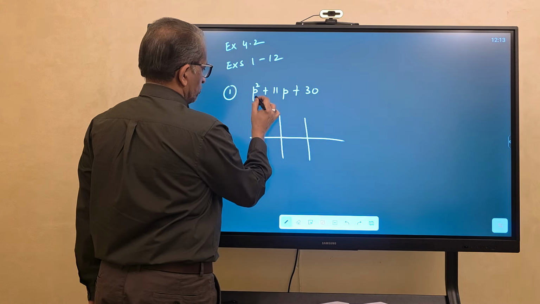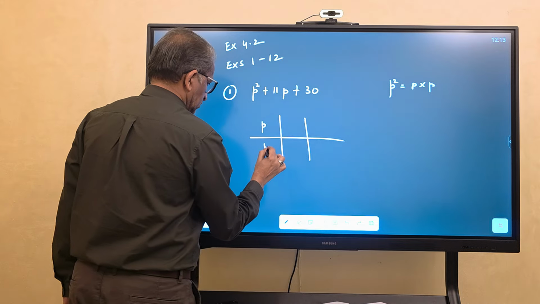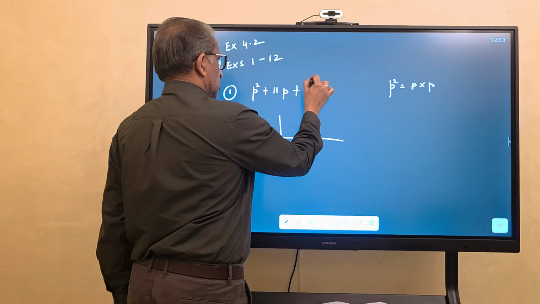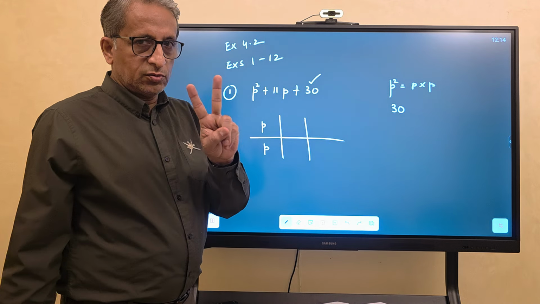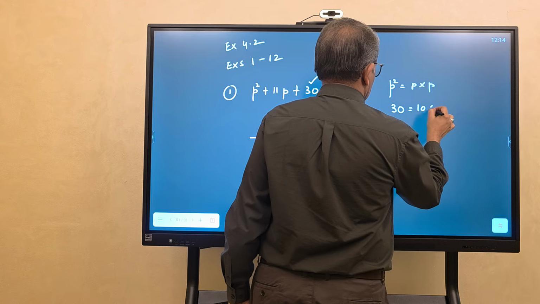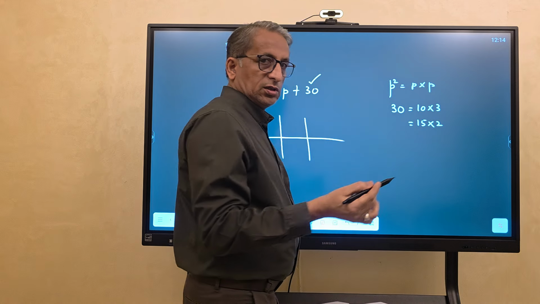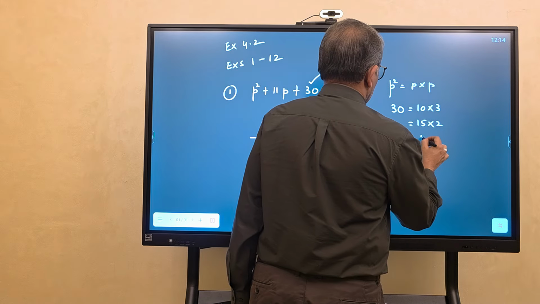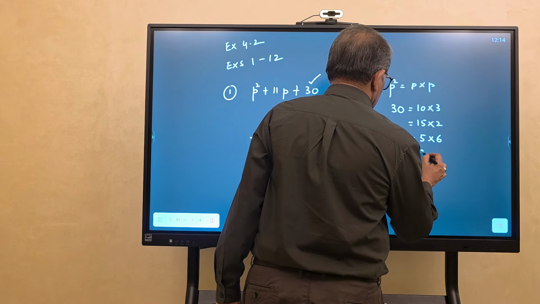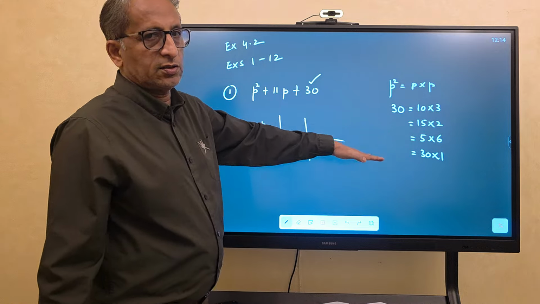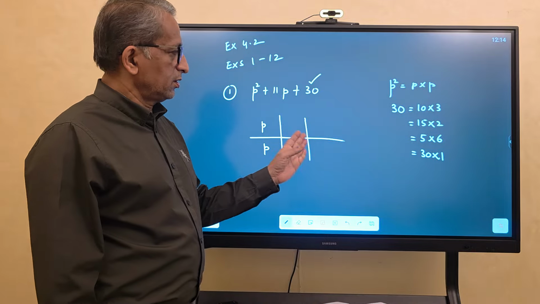Now write what are the factors of p? It is p and p right here. Then go to the last number, 30. Find the 2 factors of 30, only 2 factors. 10 into 3, 2 factors of 30. 15 into 2 is 30, again 2 factors. 5 into 6 is another. One more, 30 into 1. So I can find 4 different factors here: 10 into 3, 15 into 2, 6 into 5, 30 into 1.